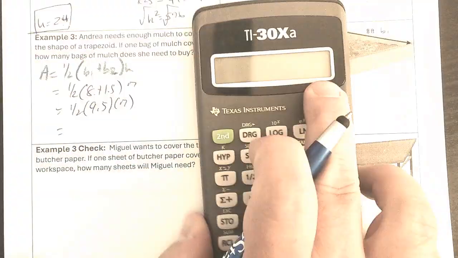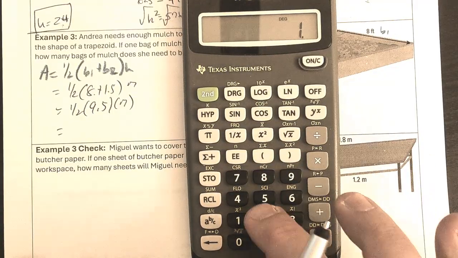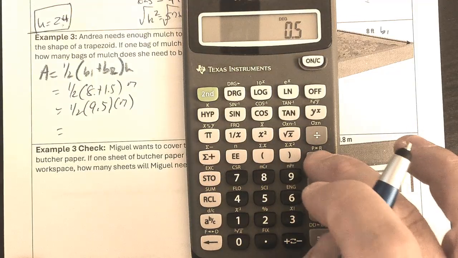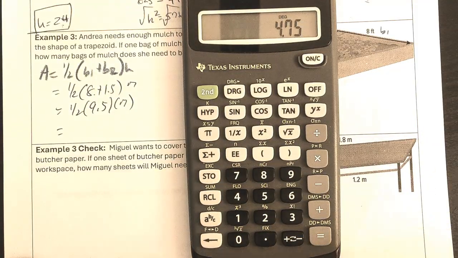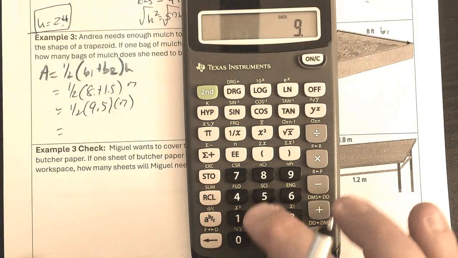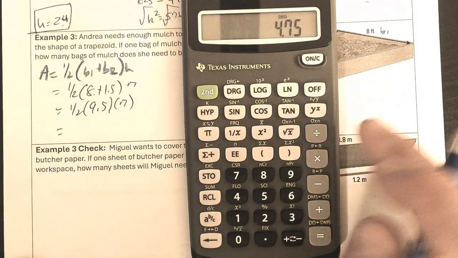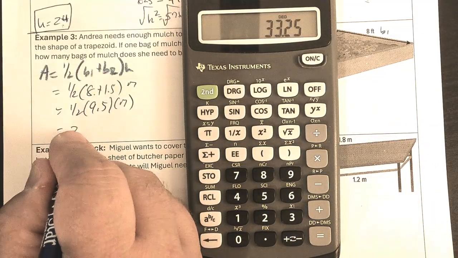So we can either say, in 1/2, of course, 1 divided by 2 is 0.5. So if you're going to multiply by a half, you can say 9.5 times a half is 4.75, or if you said 9.5 divided by 2, because that's half of it, is 4.75. 4.75 times 7, so our answer is going to be 33.25.